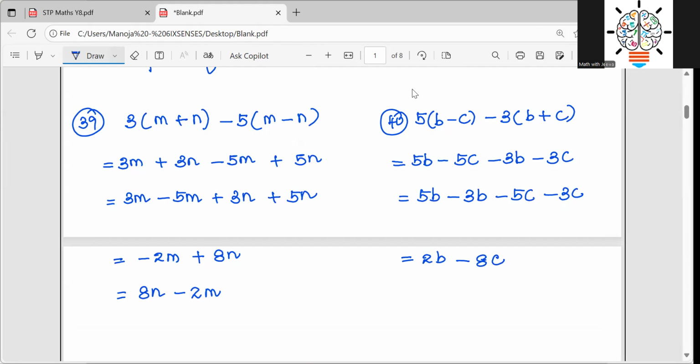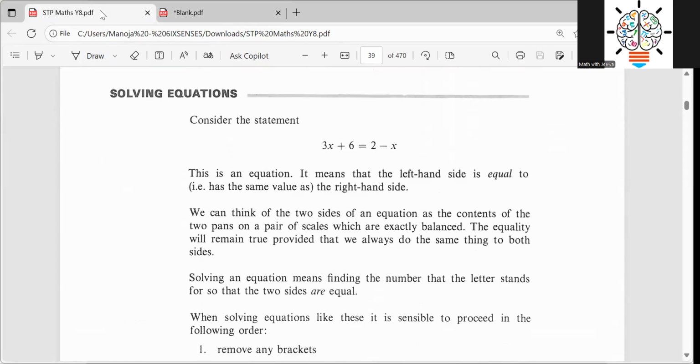5b minus 3b, 2b. 5c and 3c, 8c. Correct. Okay. So then we want to move to the next one, that you can take your theory books.